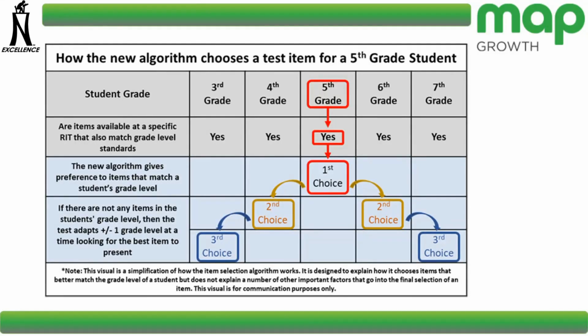Now, MAP this last year updated their system, and they try to keep students as close to grade level as possible. So the new algorithm chooses, and this is for a fifth grade student, the question based off of how they answer, and then it scaffolds them, but it tries to keep them as close to grade level as possible. So if their first choice they get right, it'll move them up. If they get it wrong, it'll move them down, and it tries to bring them back as close to grade level as possible.